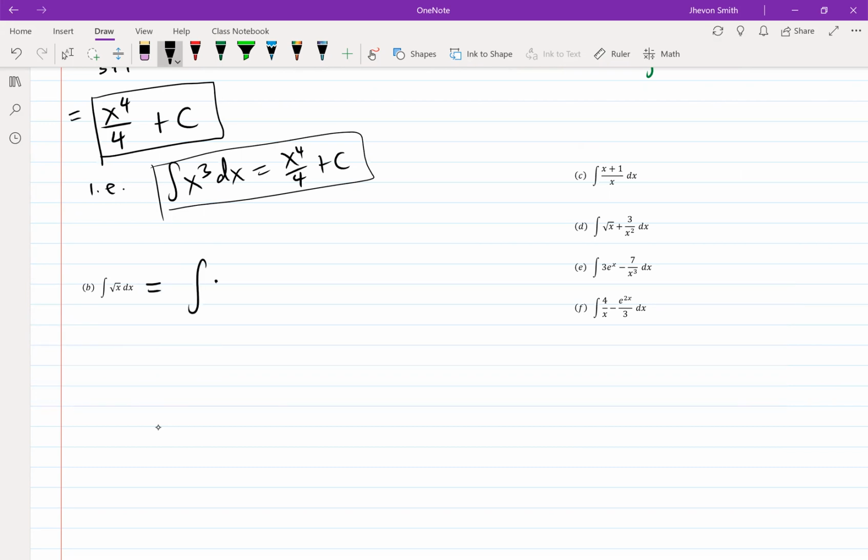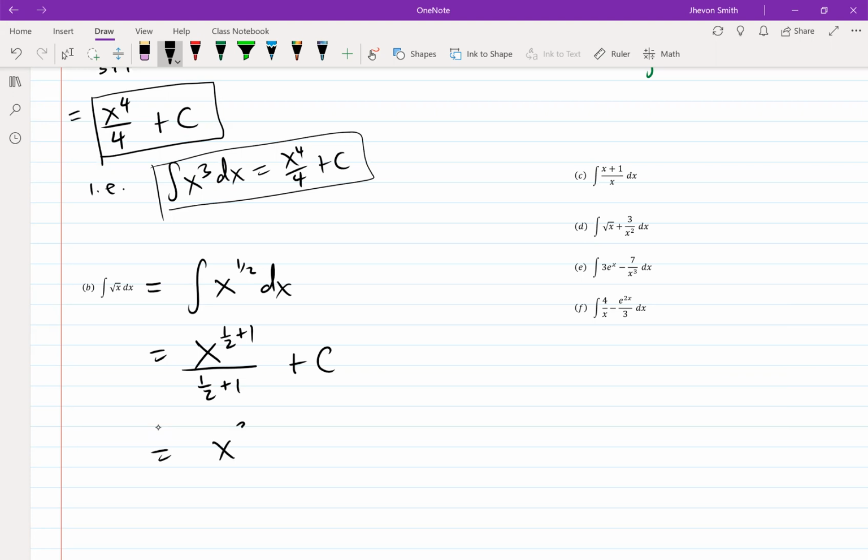Radical x is just x to the 1/2. So this looks like formula 1 again, x to the n, where your n is a half in this case. How do we deal with that? Well, the same way we deal with all situations where your n is not -1. You add 1 to the power, and you divide by the new power, plus c. Do not forget the plus c.